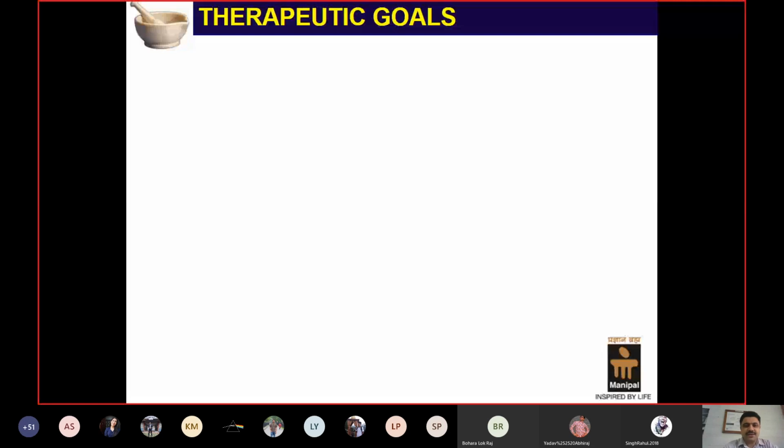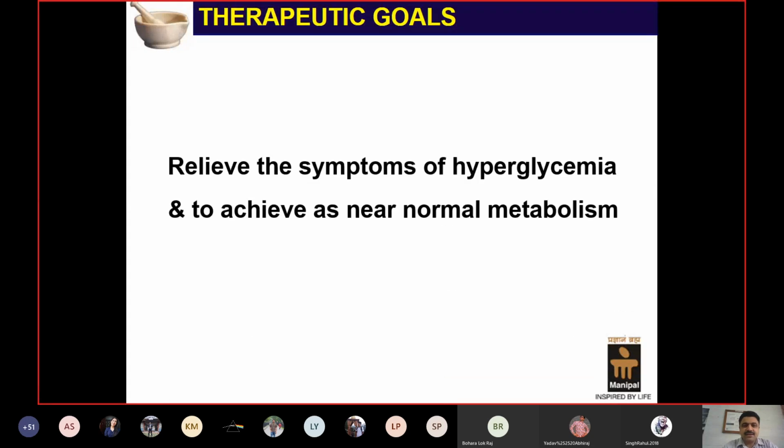In diabetes mellitus, what we want to achieve with our therapy, the therapeutic goal, what a doctor wants to achieve, is generally two things. Number one is to relieve the symptoms of hyperglycemia. There is hyperglycemia, you want to control it and relieve the symptoms. And when you control this hyperglycemia, of course it will lead to prevention of complications. The other is that because diabetes mellitus is a metabolic disorder, you will try to make this metabolism near normal. The metabolism which has been disturbed due to diabetes mellitus, you will try to bring back to normal.